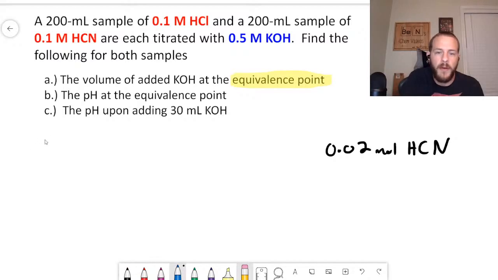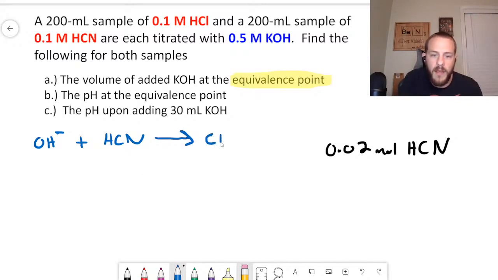I'll just do it in blue, right? So we have the OH minus ion, that's the hydroxide ion. That's what we're adding, right? And then we have the HCN that is already existing in that solution, right? And that's going to react to form the cyanide ion, that's CN minus, right? And some water, right?